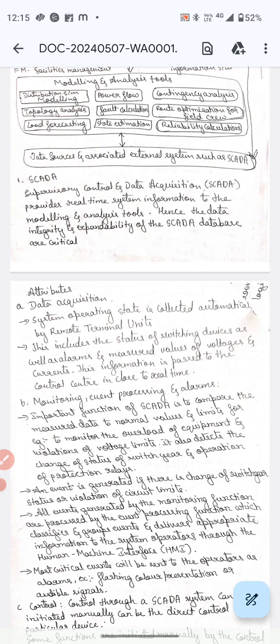Now how much reactive power is consumed, and in future how much will be required. So topology analysis, network analysis, power flow analysis, or contingency analysis: this real-time system information is required for the modeling and analysis tools. Hence the data integrity and expandability of the SCADA database are critical. Next are the attributes: data acquisition.